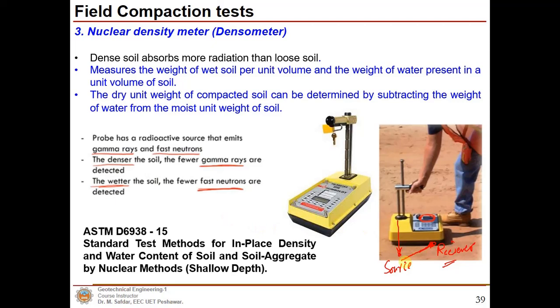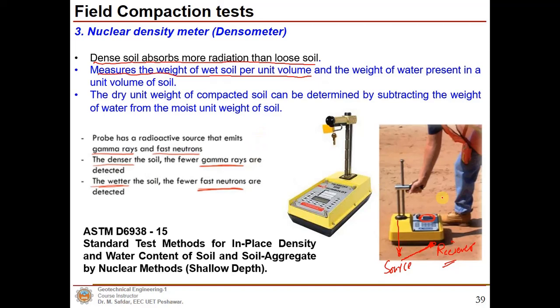Now, the wetter the soil, the fewer fast neutrons are detected. Dense soil absorbs more radiation than loose soil, and it measures the weight of wet soil per unit volume and the weight of water present in a unit volume of soil. Now, the dry unit weight of compacted soil can be determined by subtracting the weight of water from the moist unit weight of soil.